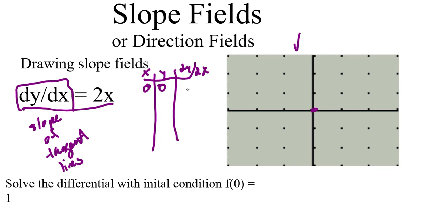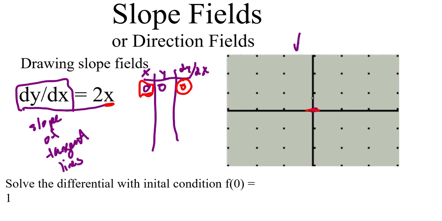Because that's what you need: a point and a slope. I have a point, and now what's my slope? Well, I plug in 0. Notice that the x is the only thing here. So if I plug in 0 for x, I get 0 for my slope. So that's going to be a horizontal line right there. Now, you might notice that because this differential equation only has x, all the values where x is 0 will always have a slope of 0. So it really doesn't matter what the y values are.